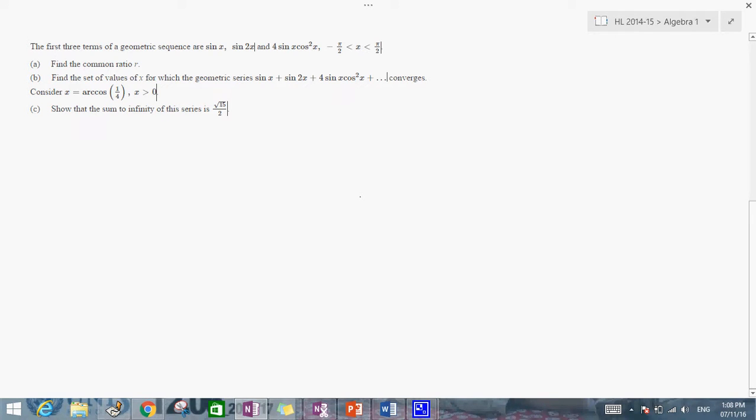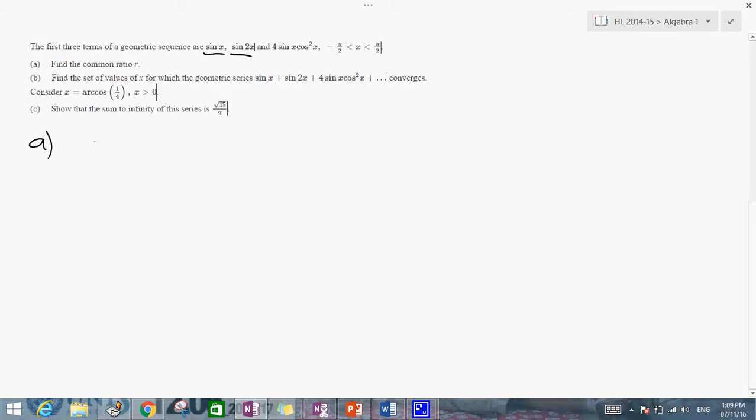Today we're looking at geometric sequence and series. So when we're talking about geometric, it's when we're multiplying by a number to get to the next term. So if we have this one where the first term is sine x, the next one is sine 2x, and the third term is 4 sine x cosine squared x, well in part A it wants you to find the common ratio.